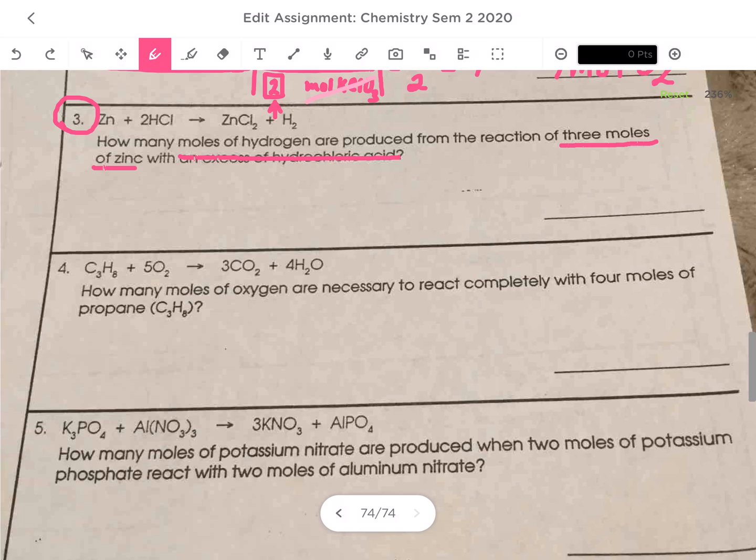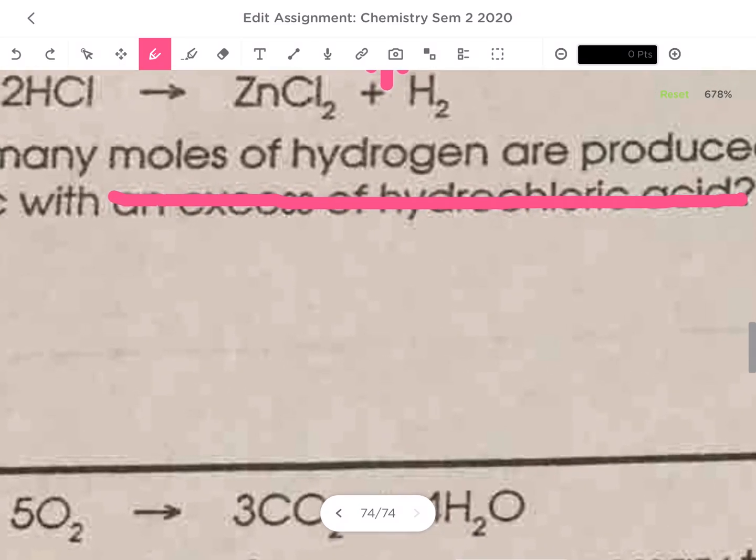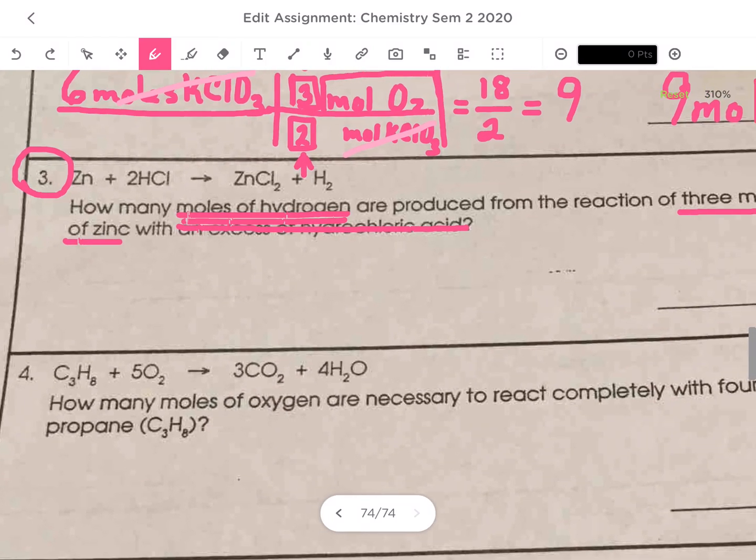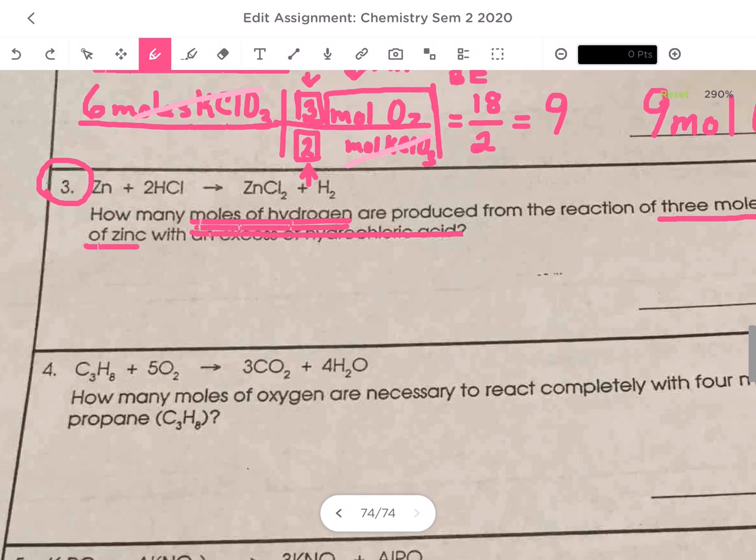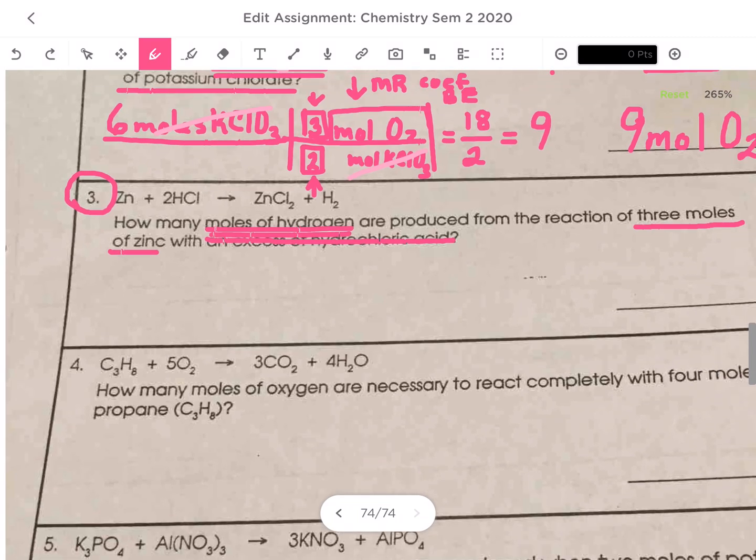What are we trying to find? Moles of hydrogen. There we go, there's my double underline. Now, you always start with the given number, or the thing you underlined one time. So we're going to start with 3 moles of zinc.